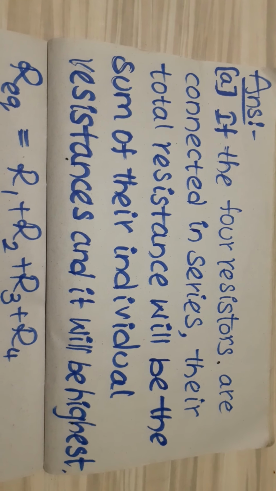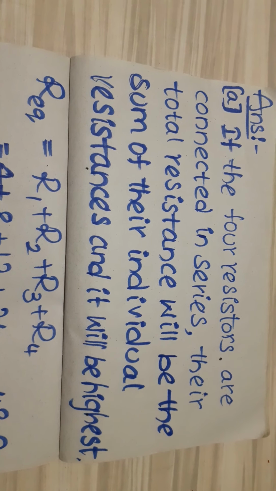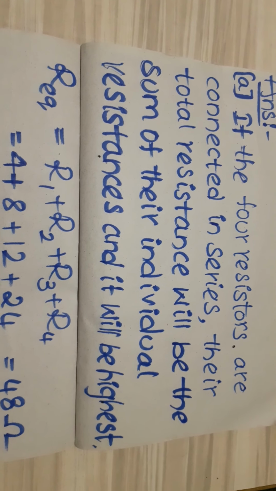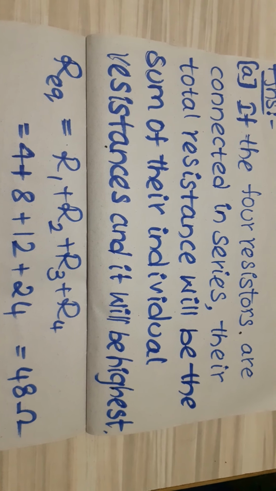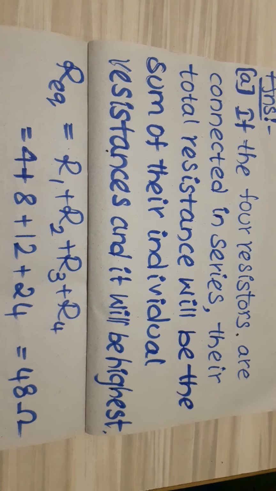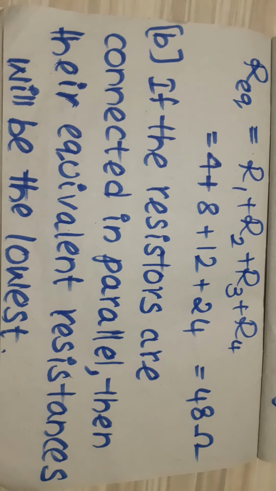If the four resistors are connected in series, the total equivalent resistance will be the sum of the individual resistors. So R equivalent equals R1 plus R2 plus R3 plus R4. First resistor value 4, second 8, third 12, fourth 24. So 4 plus 8 plus 12 plus 24, 48 ohms is the total equivalent resistance in case of series combination. So question number B: if the resistors are connected in parallel, then their equivalent resistance will automatically be the lowest value.